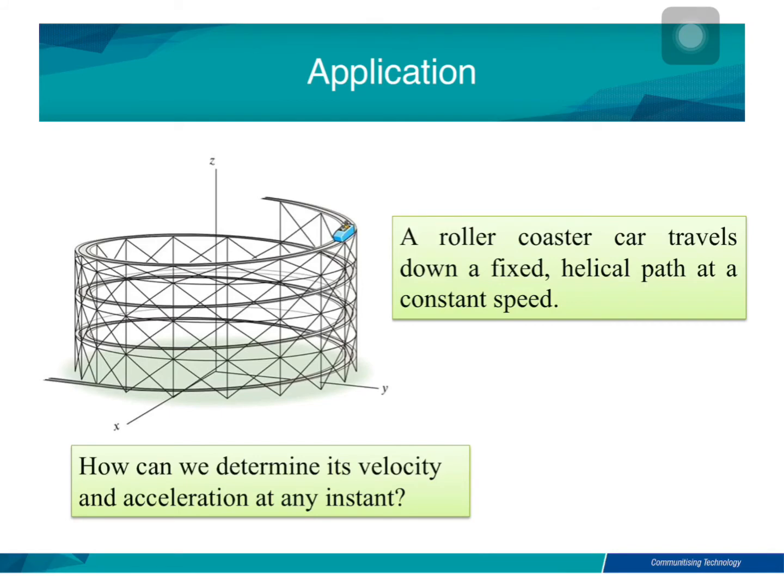Next figure: this is a roller coaster car traveling down a fixed helical path at a constant speed. How can we determine its velocity and acceleration? As usual, you need to determine r. After you establish r, you can get v and a.